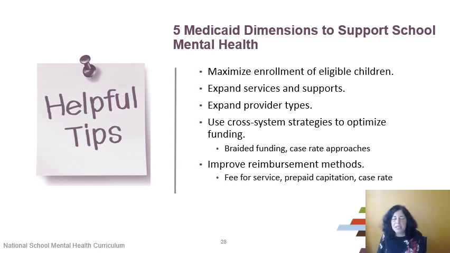There are 5 dimensions that can be explored within Medicaid to better support school mental health. These include, first, maximize enrollment of eligible children by assisting with enrollment in Medicaid and the Children's Mental Health Insurance Program. Expand covered services and supports to include, for example, teacher consultation, parent support, case management, and prevention approaches. Create new provider types to include, for example, parent support partners and graduate trainees. Use cross-system strategies to optimize funding. For example, school mental health can be supported with braided or blended funding, or a case rate model can be used using multiple child-serving systems, including education, mental health, child welfare, juvenile justice, and developmental disabilities. It's also important to improve reimbursement methods to include fee-for-service, prepaid capitation, and case rates.